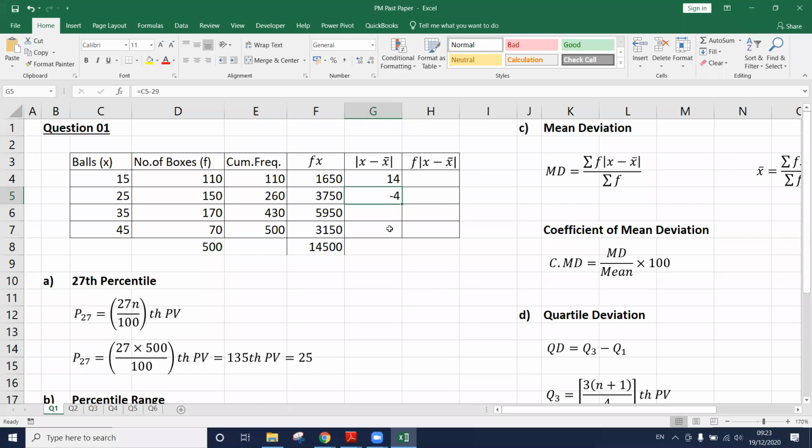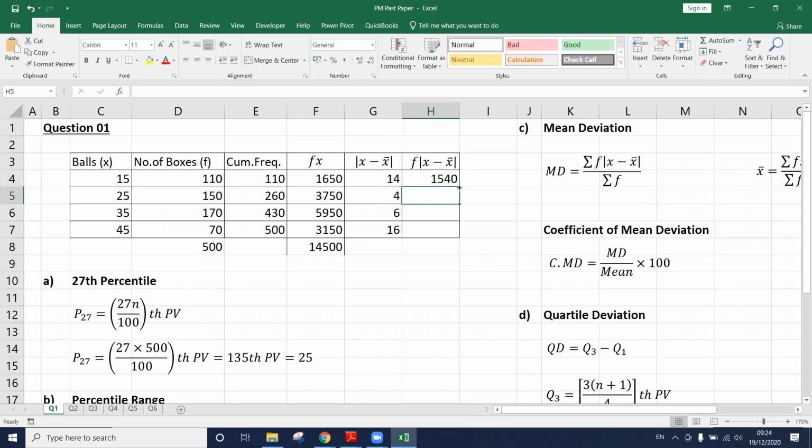Here, 35 minus the x bar of 29 is 6. It is already a positive number, so we can consider it as it is. 45 minus 29 is 16, a positive value, so no problem. Where there was a minus, we removed the minus sign, and we consider the positive value. So we have found this part, the absolute values of x minus x bar. What do we need to do next? We need to multiply by f, that is, multiply by the f column, to generate this one: f into the absolute values of x minus x bar.